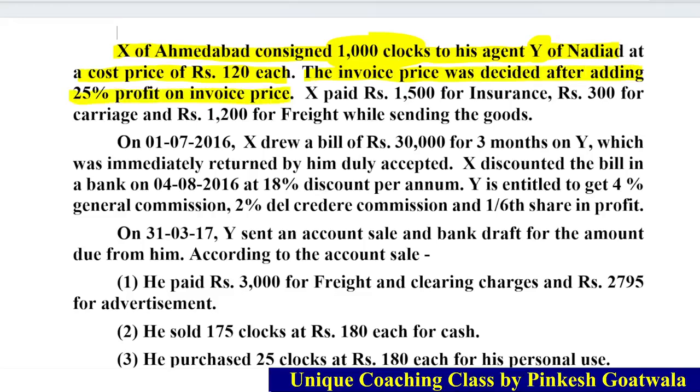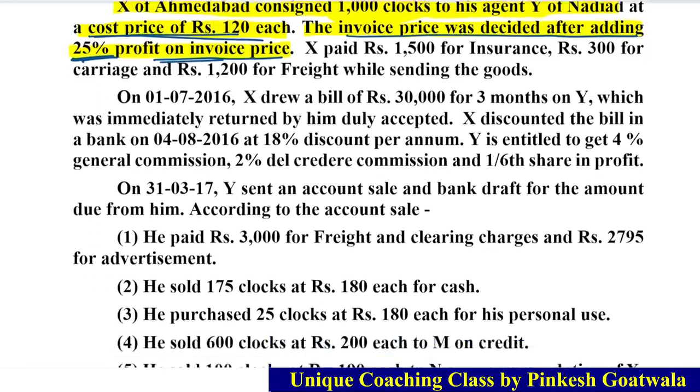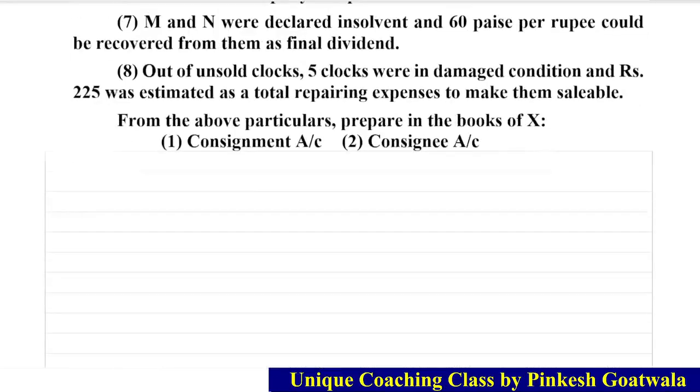So we know that first of all here we have to make a calculation about the invoice and cost price. So cost is given, 120, and the invoice is decided after adding 25% profit on invoice. Remember, in every question read carefully. Which price is given, cost or invoice, and profit is added on which price, cost or invoice. ધ્યાનથી જોજો કે cost આપેલી છે કે invoice આપી છે અને profit કોના પર છે, cost પર છે કે invoice પર. So your cost price is given and profit is on invoice.